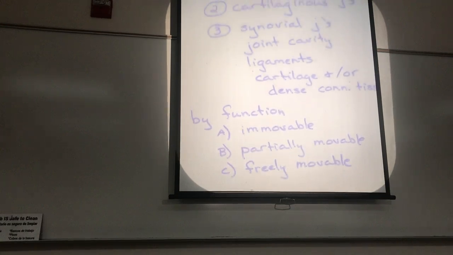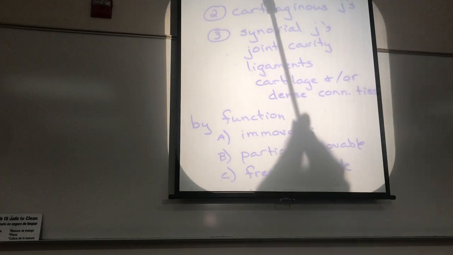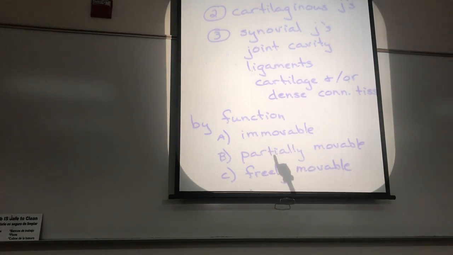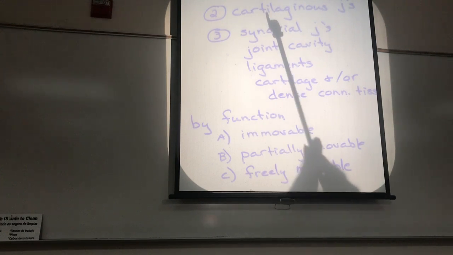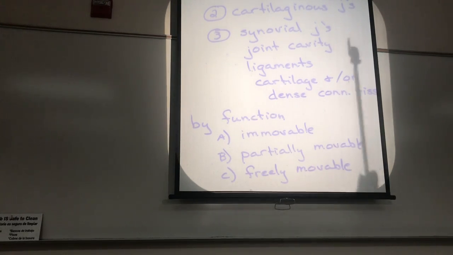And like in the past where we've been talking about classification schemes, we can put these two together. So we can have fibrous immovable joints and fibrous partially movable joints. We can have cartilaginous immovable joints, and we can have cartilaginous partially movable joints. We do get a break because all of the synovial joints are classified as freely movable, and all the freely movable joints are synovial. So they're essentially the same group.